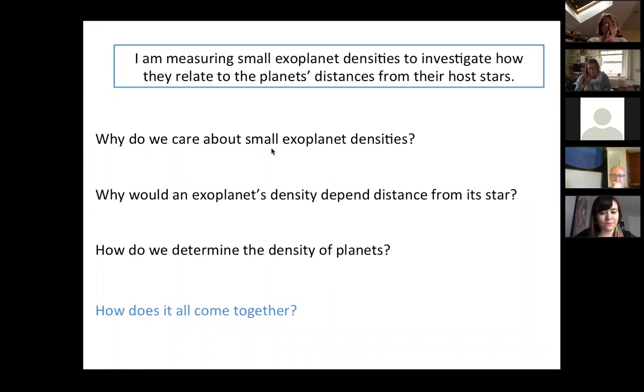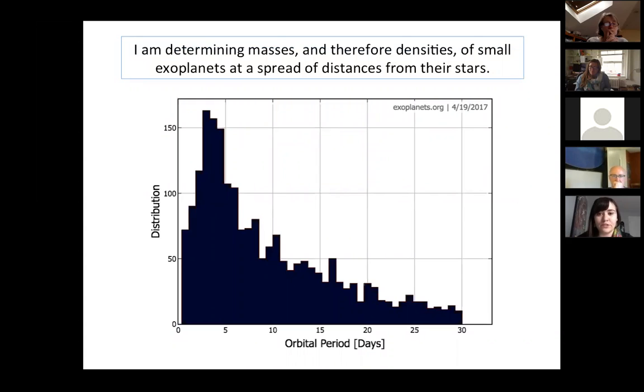Okay, so how does this all come together? Because I've told you the pieces, but I haven't told you exactly how I put it all together. So as I said before, I'm determining masses and therefore densities of small exoplanets, but I'm doing it at a spread of distances from their stars.